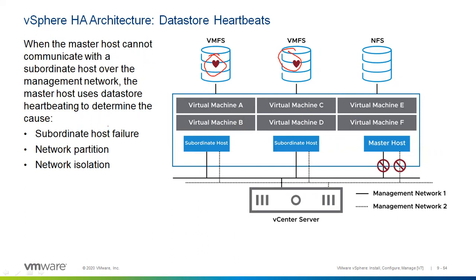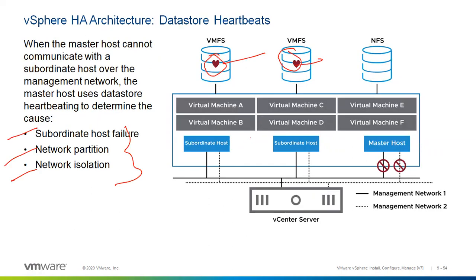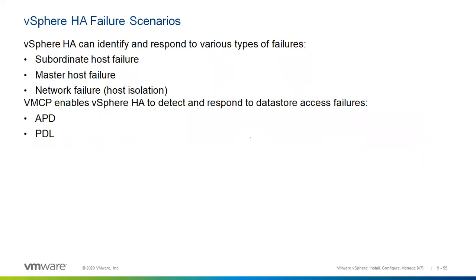All right, so this heartbeat primarily takes care of any subordinate host failure, network partition, or network isolation. That's all monitored by your heartbeat. Because if any host is not responding, it means there is some problem in the heartbeat network. So vSphere HA can protect us against scenarios where any host fails, either a subordinate host or master host, any network isolation, any storage inaccessibility. So it protects us from all levels of failures.